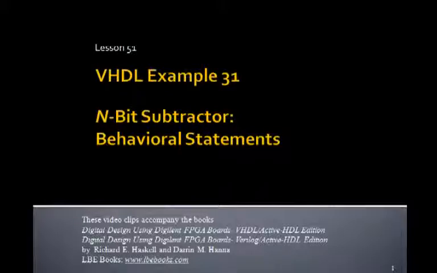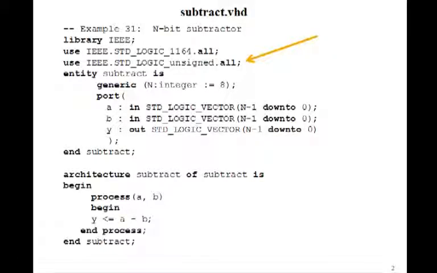This is lesson 51, VHDL example 31. You remember we saw in lesson 48 that we could use a plus sign to make an n-bit adder. The question is, can we use a minus sign to make an n-bit subtractor? Well, as you might expect, we can, and it's very similar to the example we had for the adder.